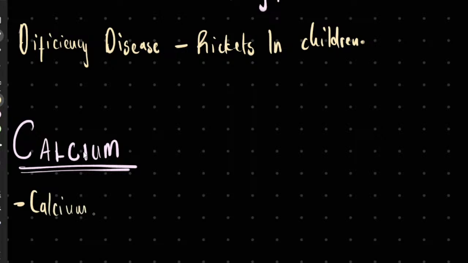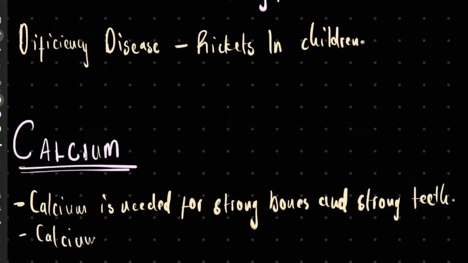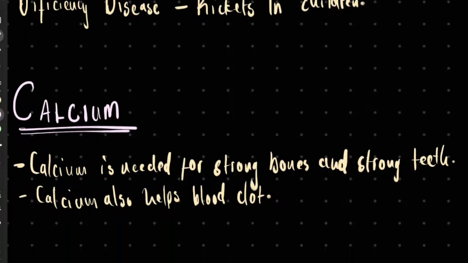Calcium is needed for strong bones and strong teeth. Calcium also helps blood clot. Are you writing? Are you writing? Okay, great. Everybody? All right.